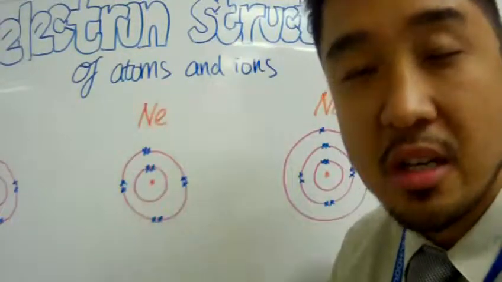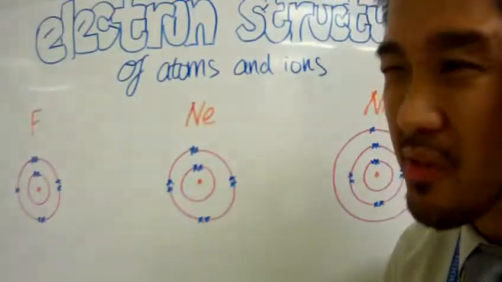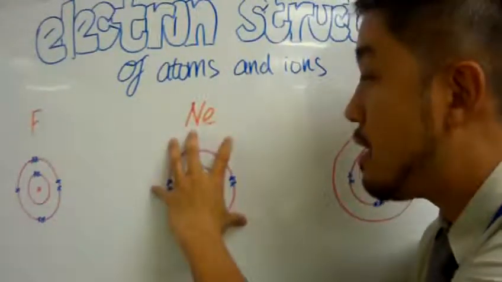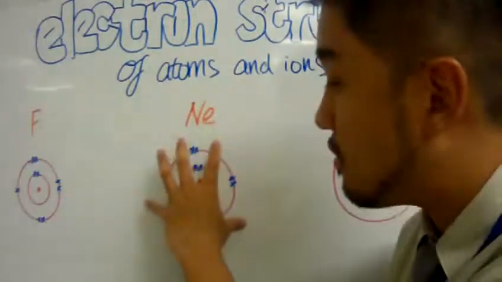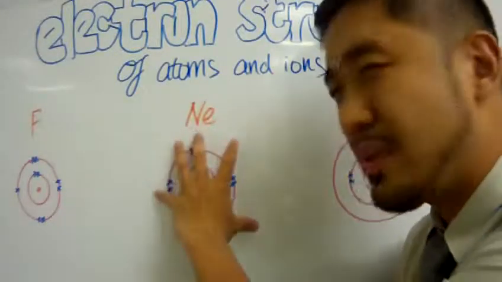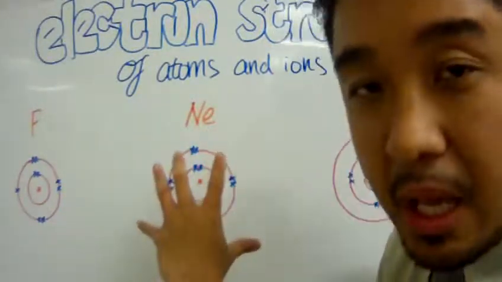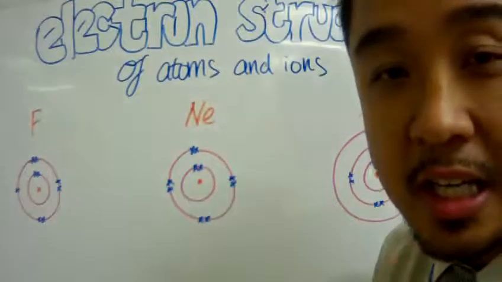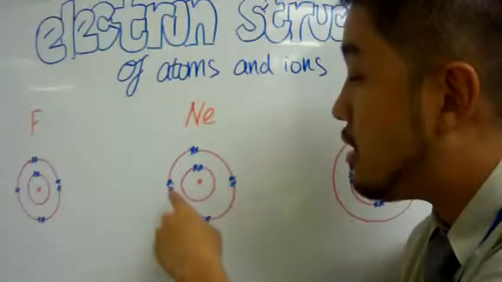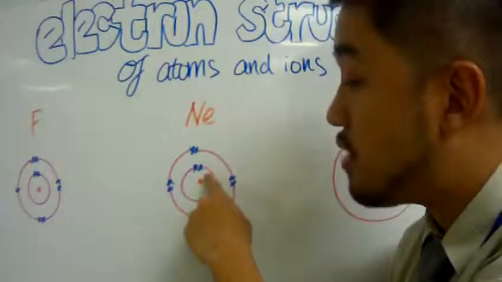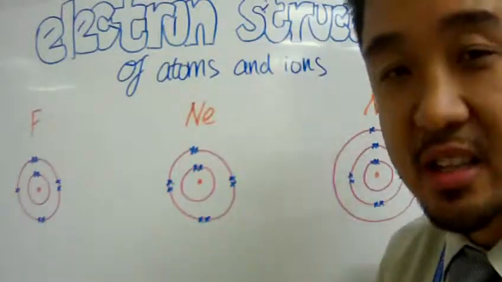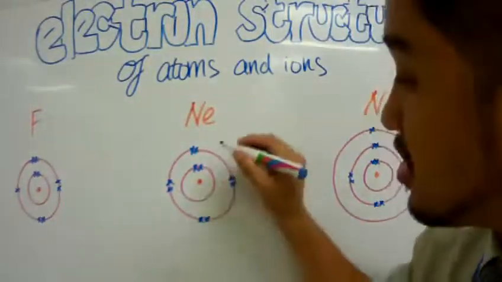I'm using neon as an example. The noble gas configuration is when the outside shell has the maximum amount of electrons that that shell can hold. So for IGCSE, that noble gas configuration would be 8, except for helium, which is 2. Now, neon here has 2 electrons on the first shell and 8 electrons on the outside shell. This outside shell is known as the valence shell.